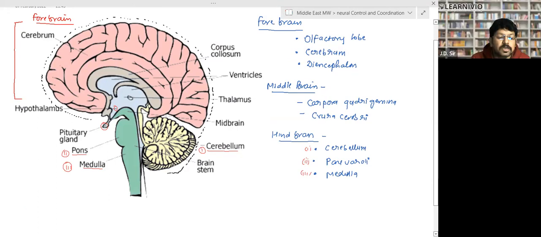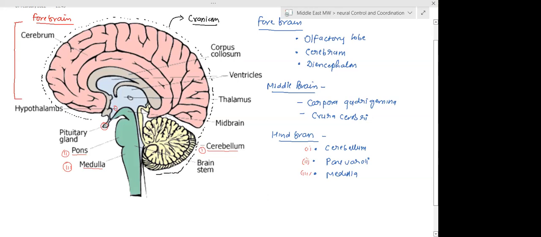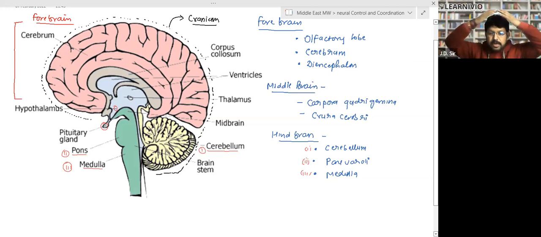Skull is made up of a bone. What is the name of that skull bone? That is called cranium. Yes, cranium is this bone. Like we have hair, below the hair there is skin, and below the skin there is a strong covering, and we call this covering cranium.